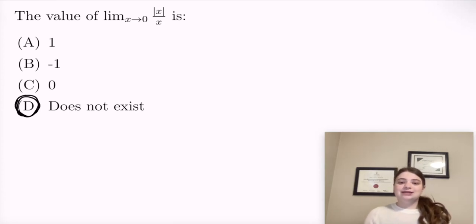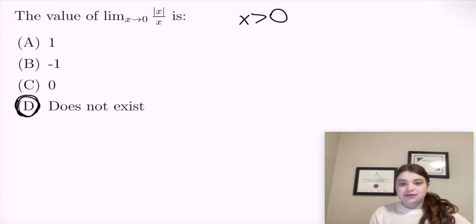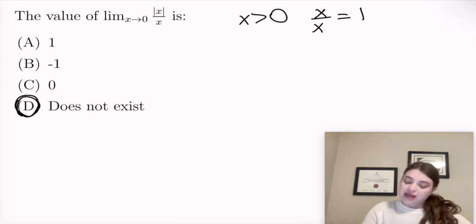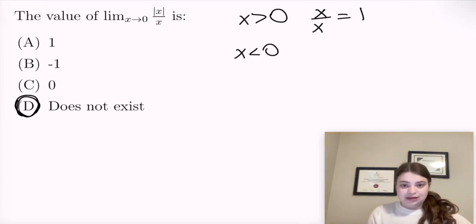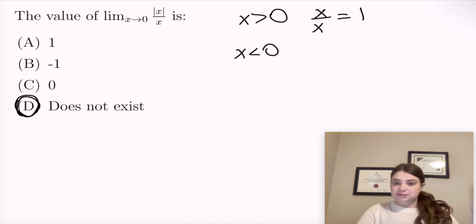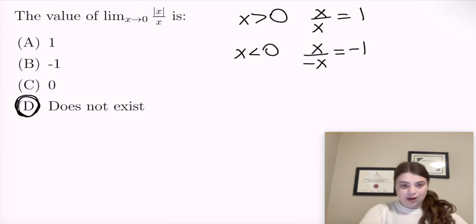But let's talk about why it doesn't exist. Let's say that x is greater than 0. What happens in that case? If x is greater than 0, then we have x over x, which is 1, right? And what if x is less than 0? If x is less than 0, then absolute value of a negative number would just be the positive version. So we have the positive version of x over a negative number, and that's going to give us negative 1.